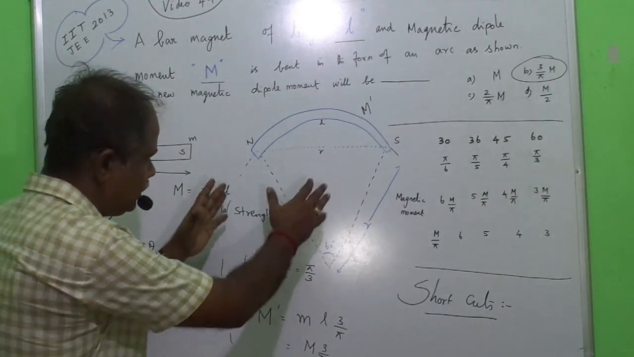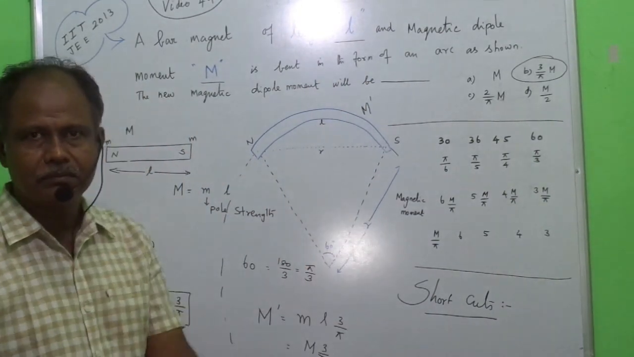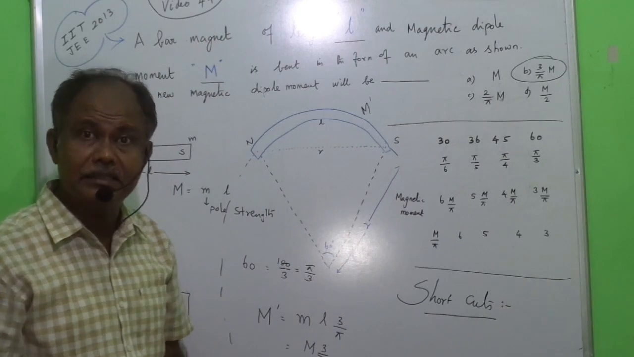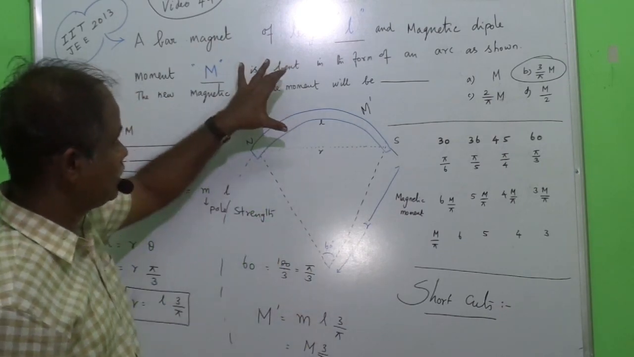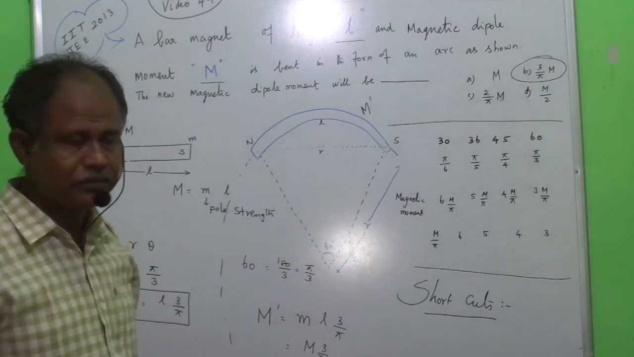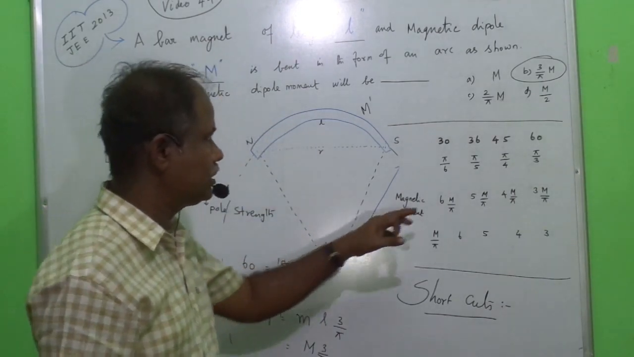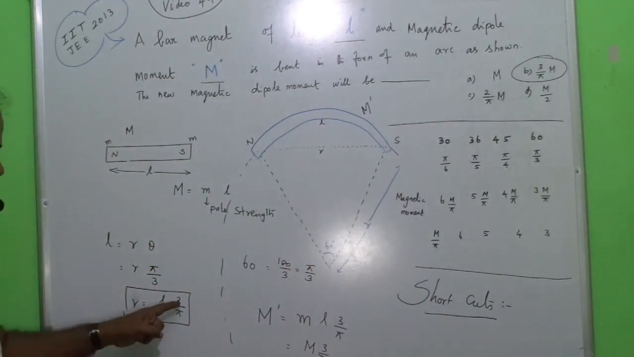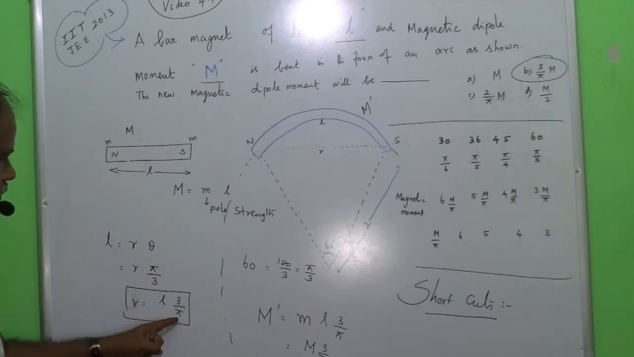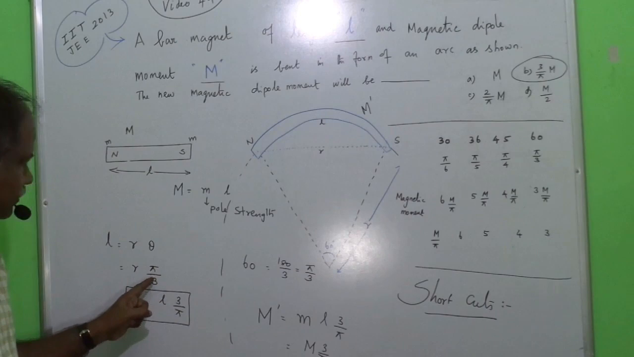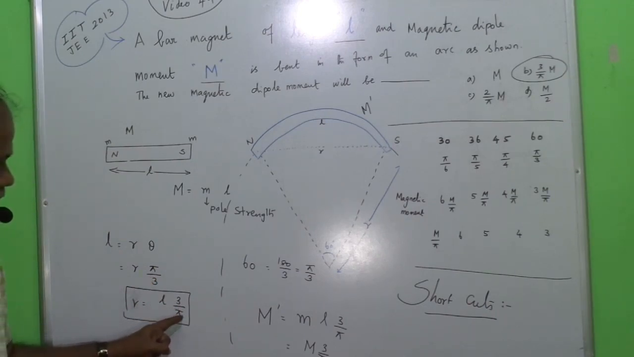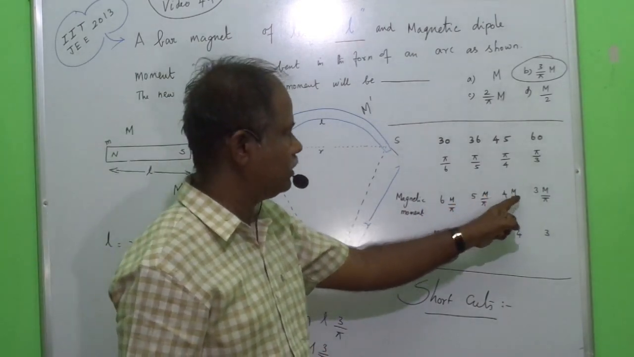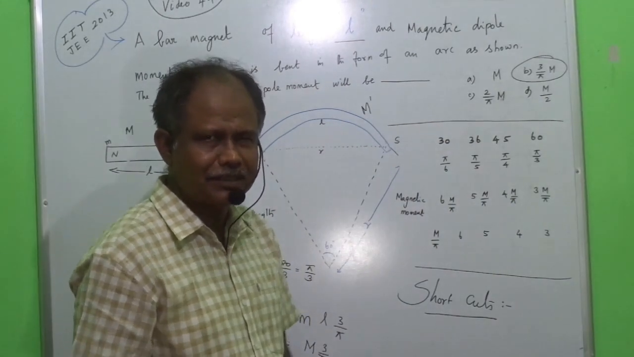That means the angle of bending changed. The previously asked question was like this. If the question is changed like this, the same question but the angle is 45, 45 means pi by 4. Then 3 by pi becomes 4 by pi here. So it is 4M divided by pi. Very short.